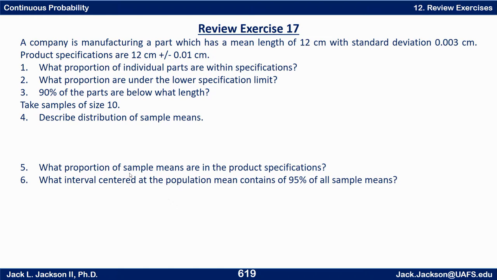Press pause now. Okay, so the first three questions are just normal probability questions, probability and inverse probability questions. The last three are still normal probability, but dealing with a sampling distribution. So the first three questions are about individuals. The last three are about X-bar values or sample means.